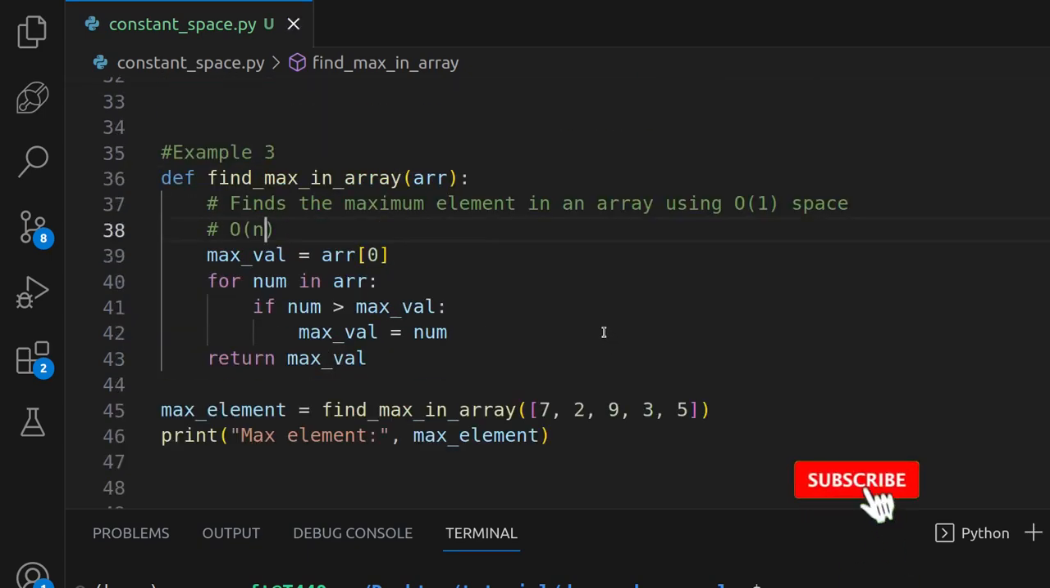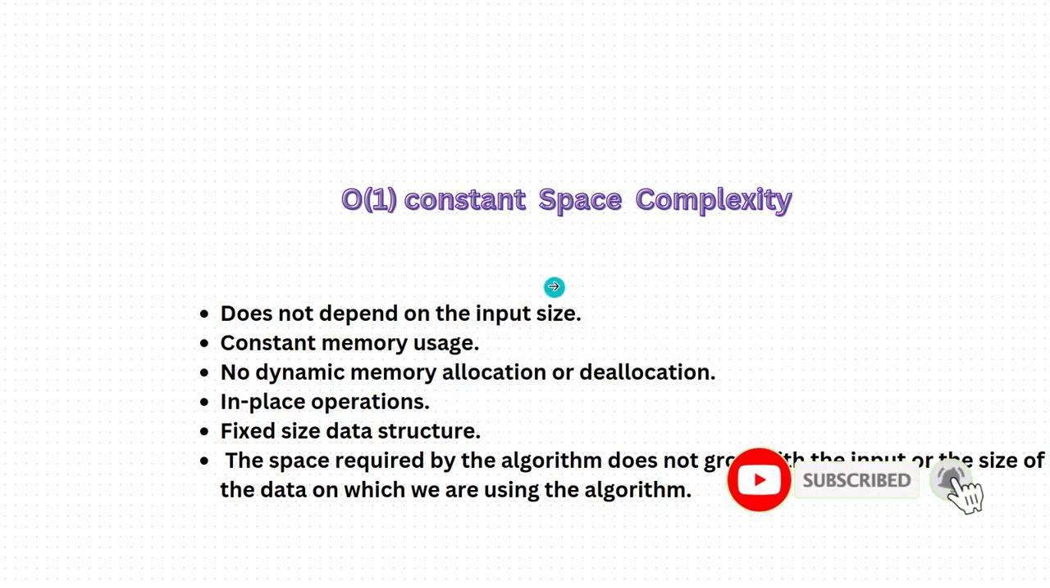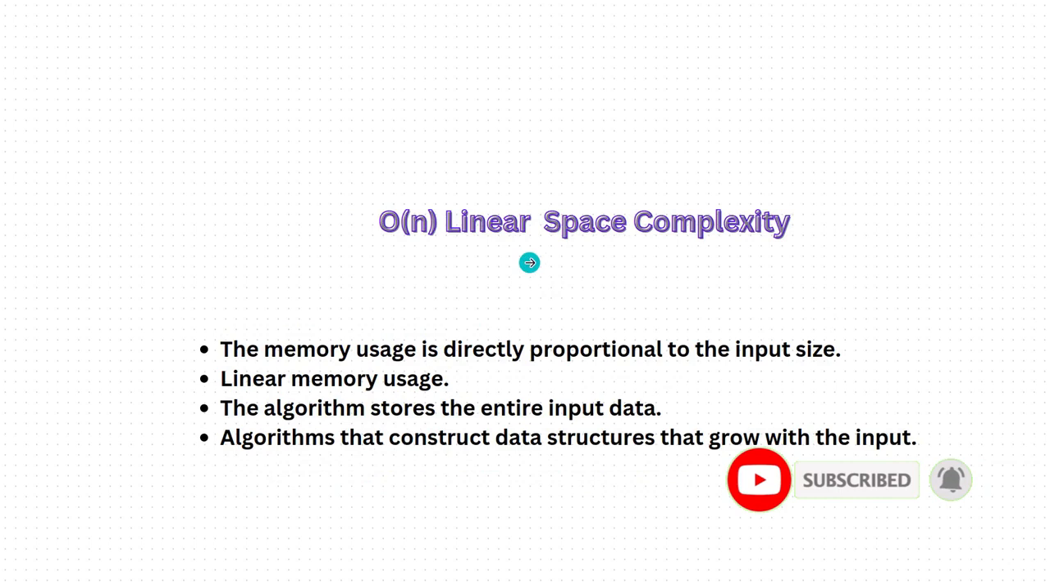All right, so that is all. And the next one we want to look at is O of n, which is the linear space. So guys, when we talk about O of n linear space, the first criteria you want to see is the memory usage is directly proportional to the input size.